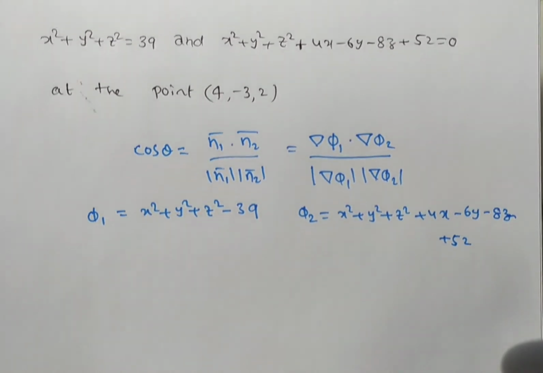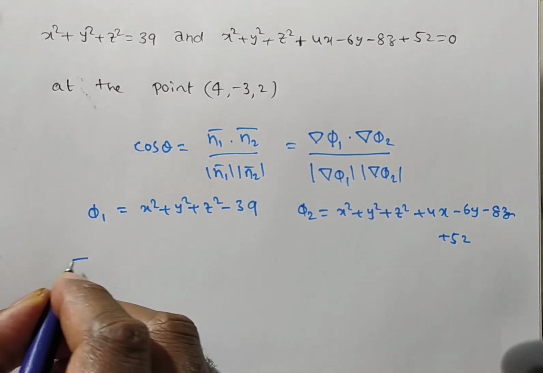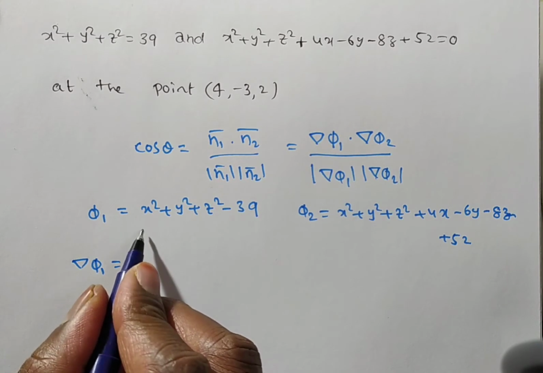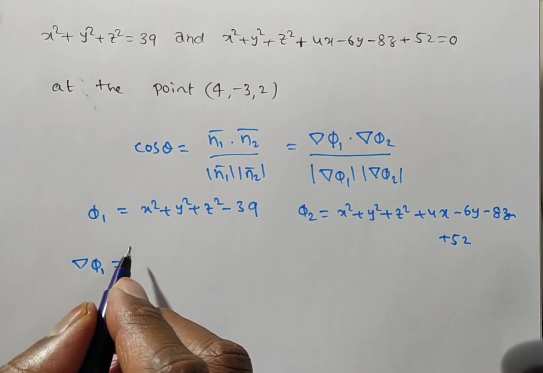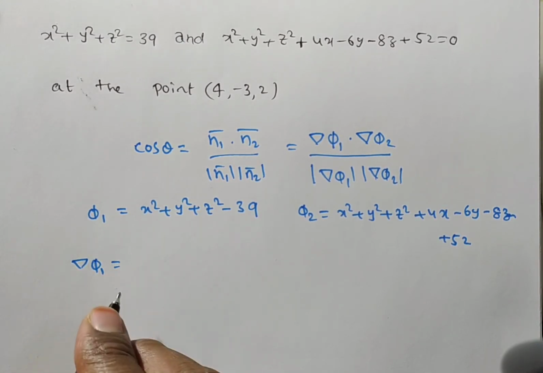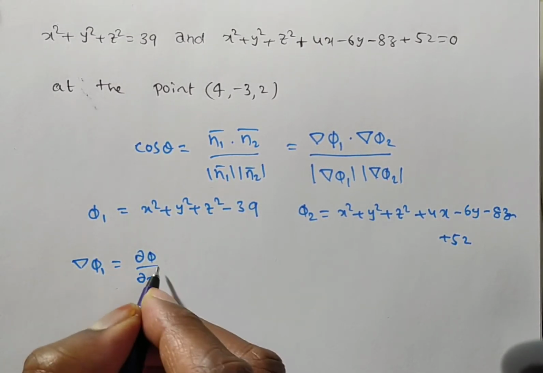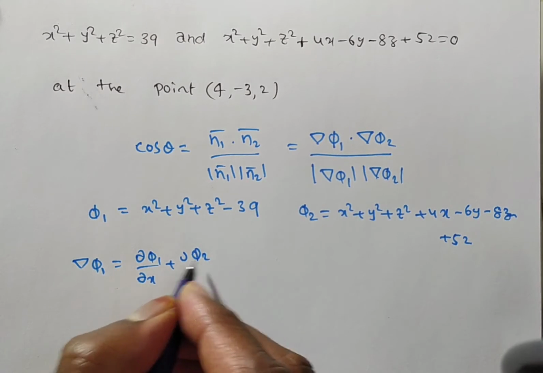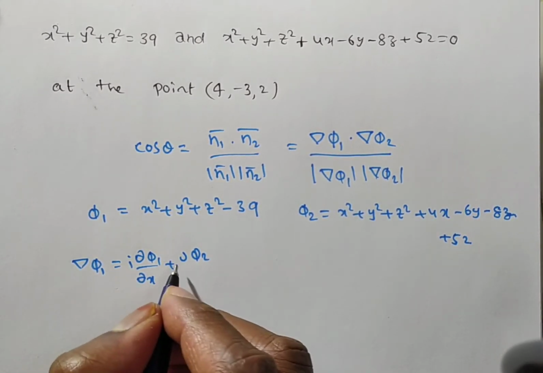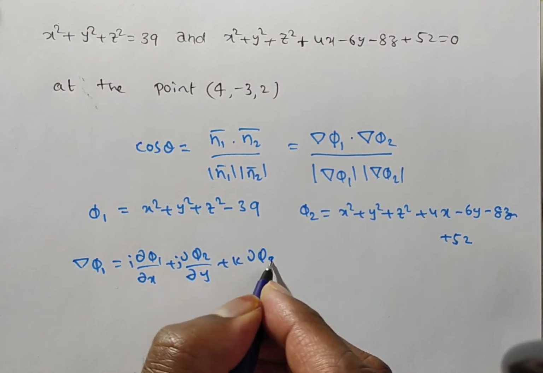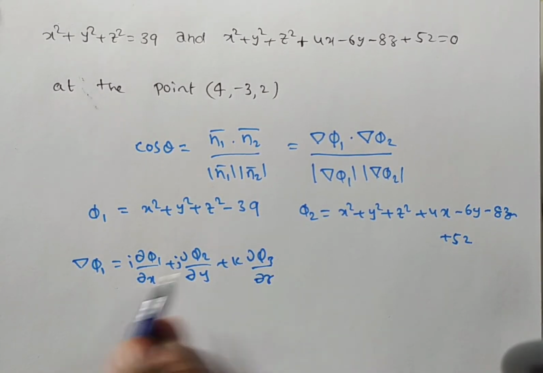Now we need to find del π1. So del π1 gives a normal to the surface. We know that del π1 is nothing but i into ∂π1/∂x plus j into ∂π1/∂y plus k into ∂π1/∂z. Similarly for π2 also.